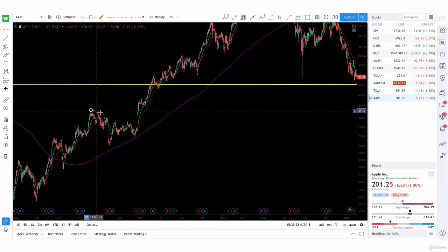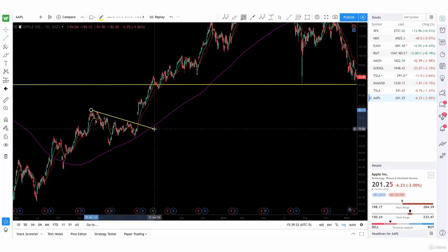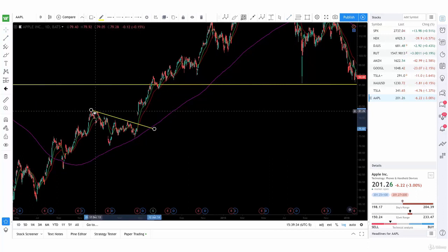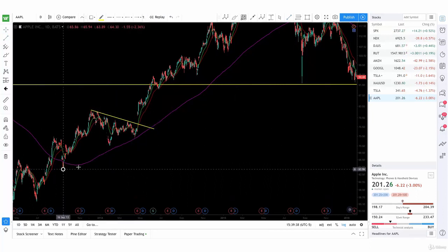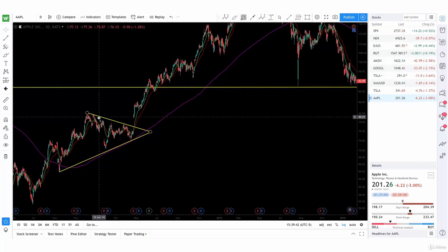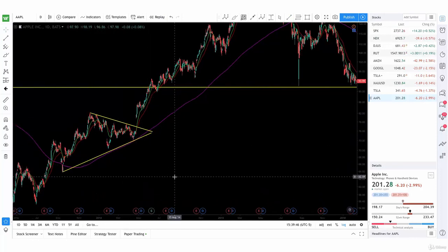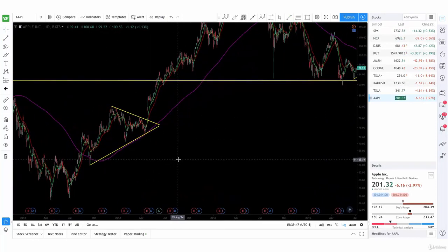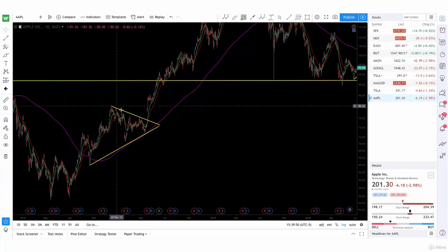Let's grab this top and this other top. I'm going to draw a straight line. See how I hit it 3 times right here? 1, 2, 3. I'm going to draw this one on the bottom and the other bottom. So there's 2 bottoms. And we have a symmetrical triangle here, which is usually a continuation pattern.